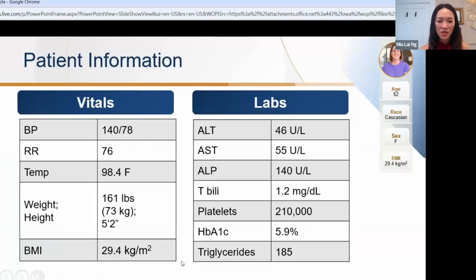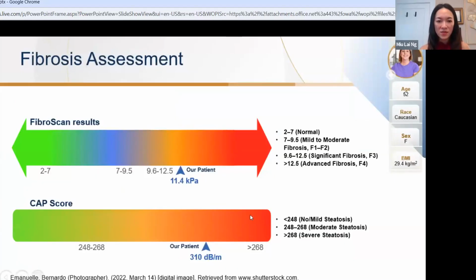So here are her labs. Vitals are 140/78, BMI 29, ALT and AST mildly above the upper limit of normal, 46 and 55. Platelets normal, A1C 5.9, pre-diabetic, triglycerides 185. So this is her FibroScan result. As you can see, she falls into the significant fibrosis category with 11.4 kPa, and her steatotic score is 310, which falls into the severe steatosis category, S3.